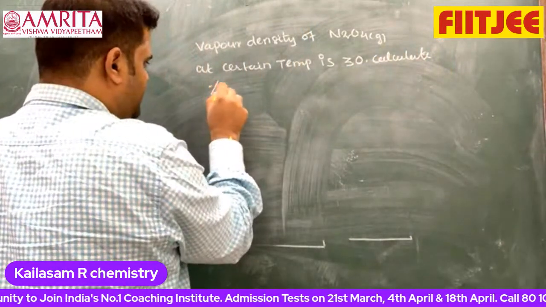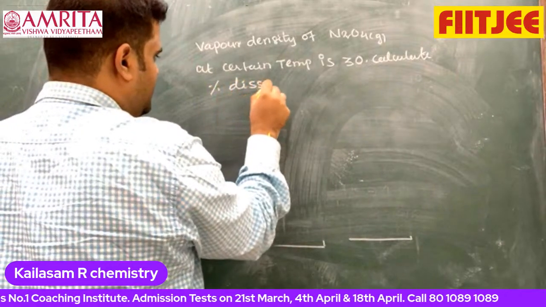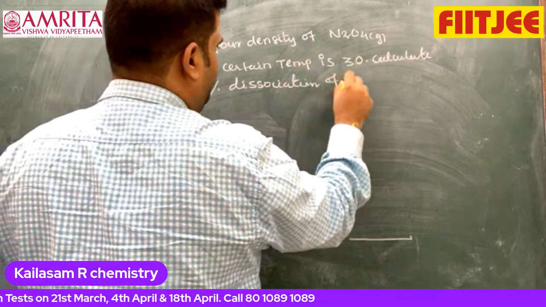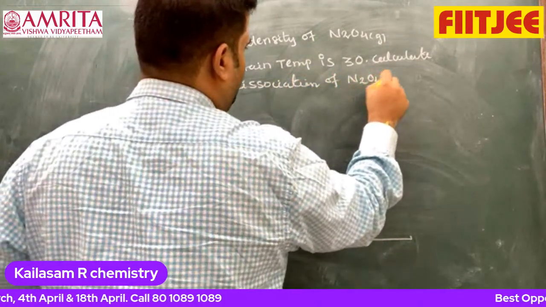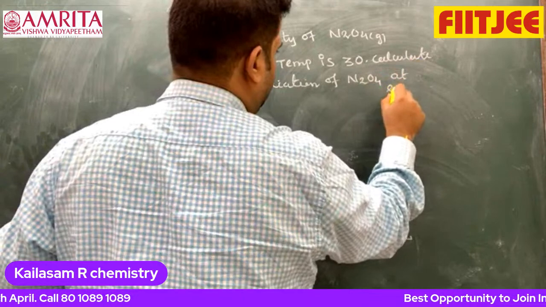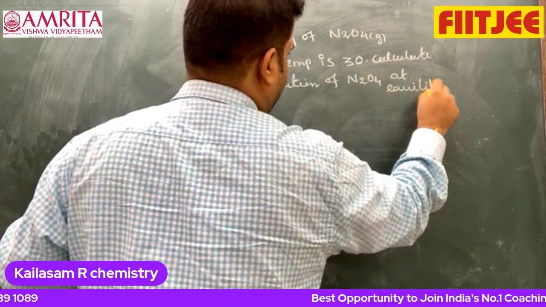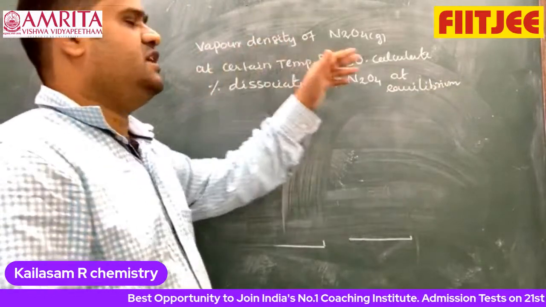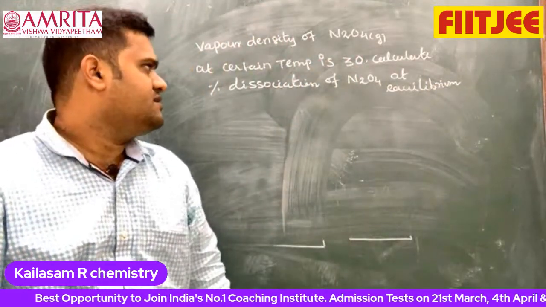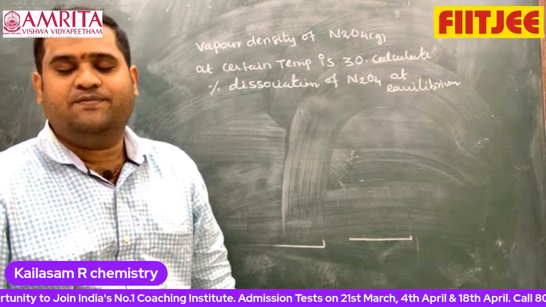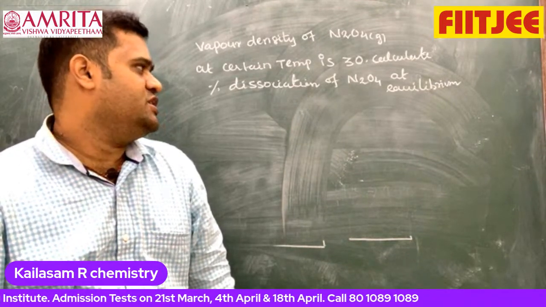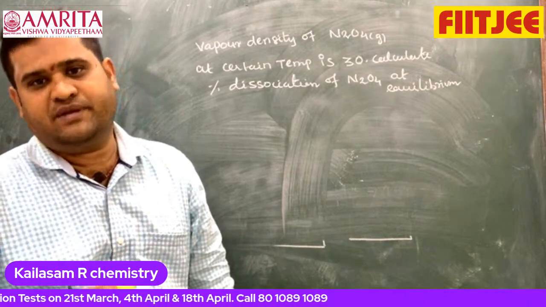Calculate percentage dissociation of N2O4 at equilibrium. This is the question. The vapor density of N2O4 gas at a certain temperature is 30. Calculate the percentage dissociation of N2O4 at equilibrium at that temperature.